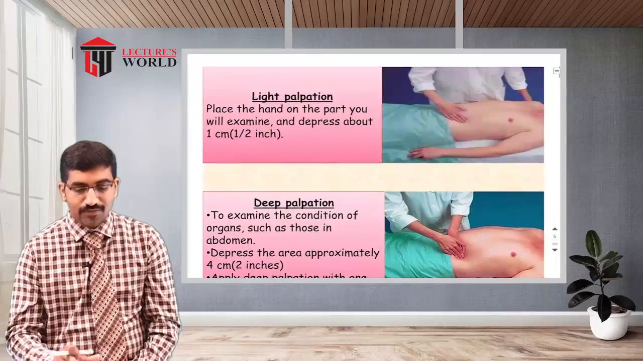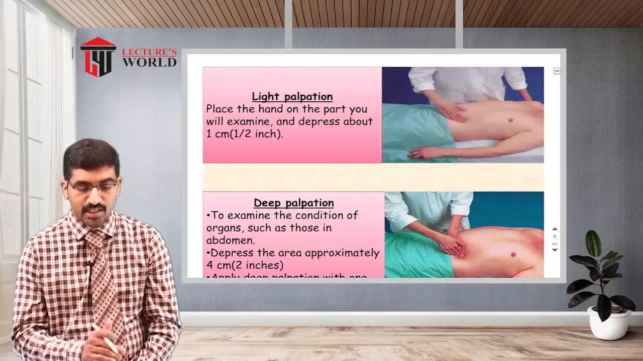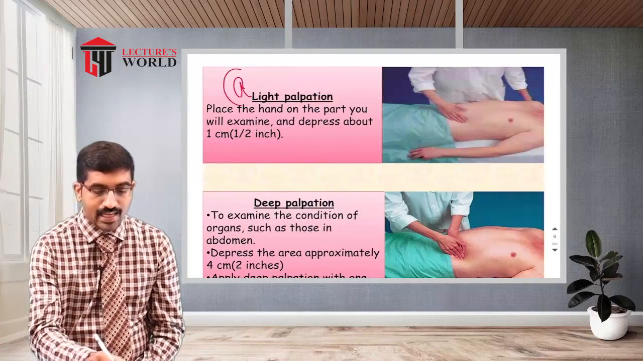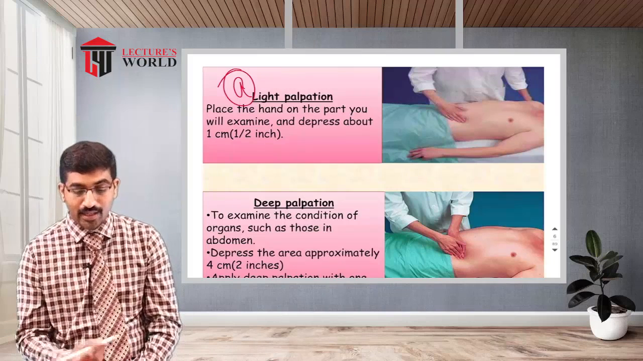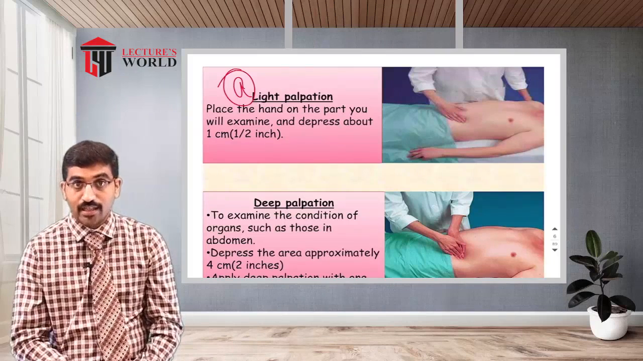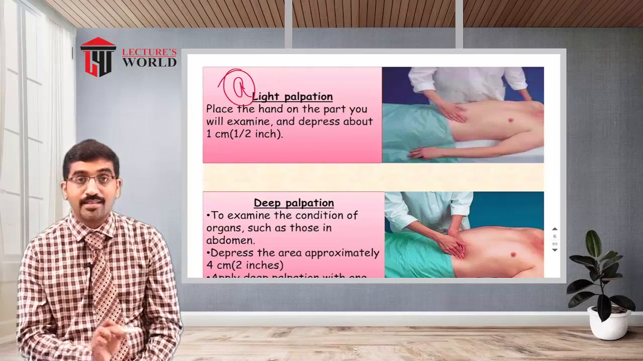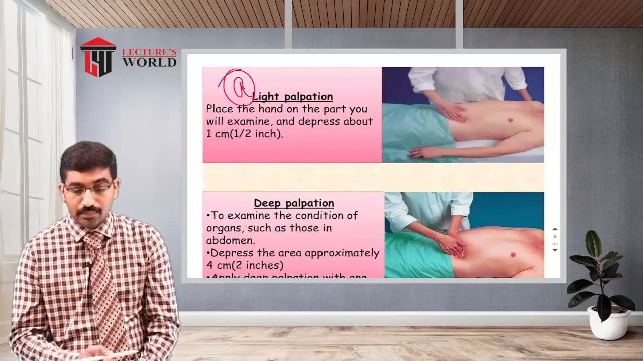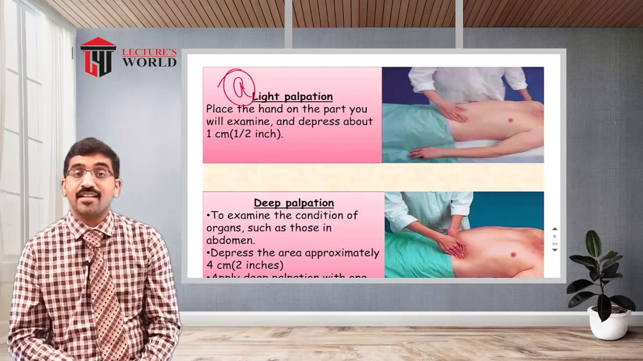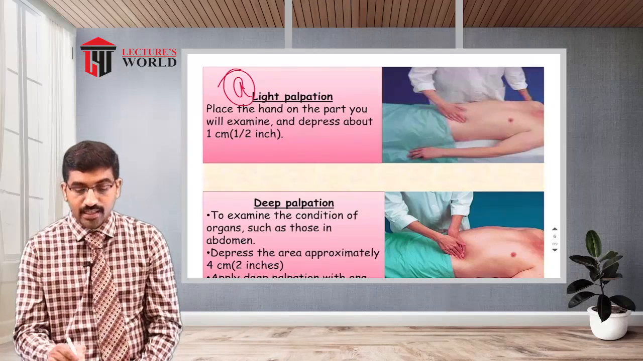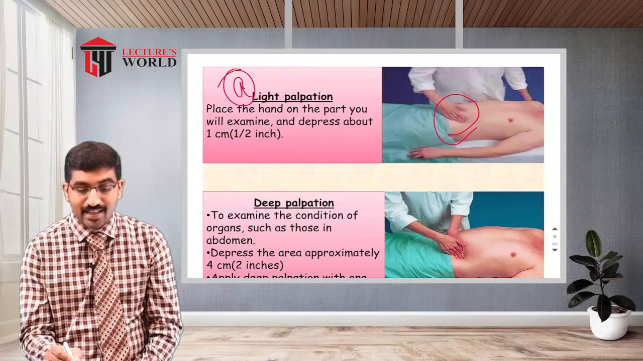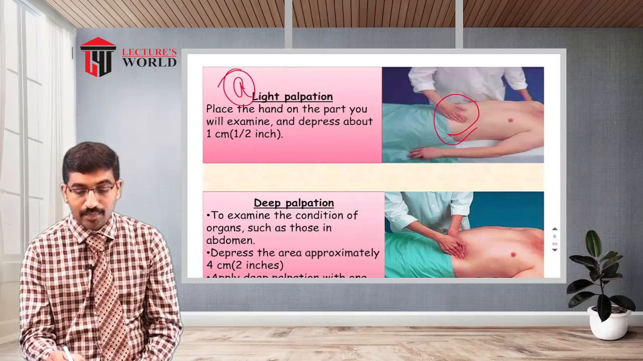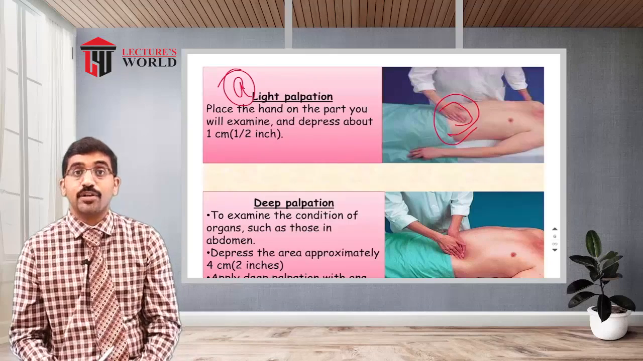So I'll give you 2 examples of palpation. One is light palpation. Light palpation, you can see in that image, okay? This is a patient, right? You see how the body part is exposed, because that person is going to be assessed in the abdominal region. That is the abdominal part, and you have to place the hand on the part you will examine. So this particular area is what the person is going to palpate.